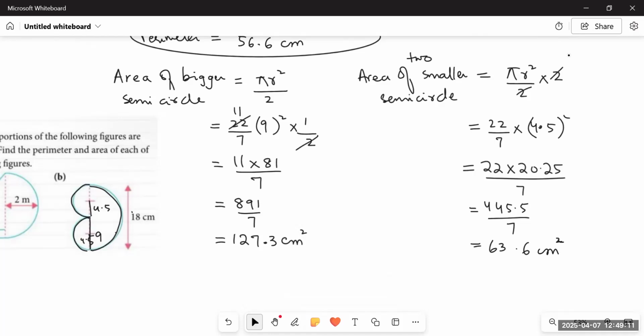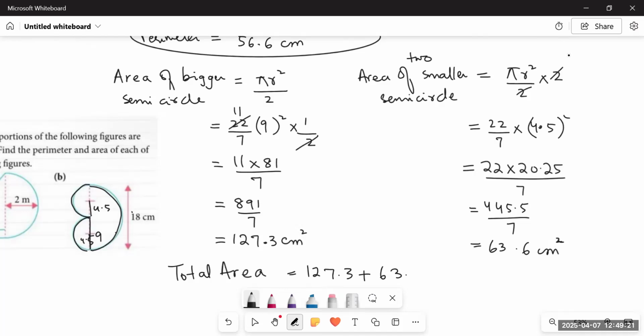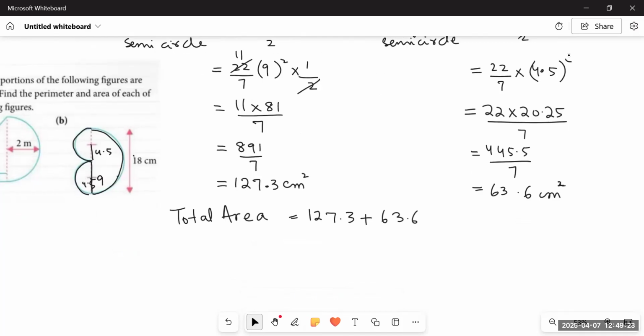And then finally, you have to find the total area, which would be the sum of the three semicircles, that is 127.3 plus 63.6, which is 190.9, and if you round it up, it becomes 191. So this would be the final answer. That is 191 centimeters squared.